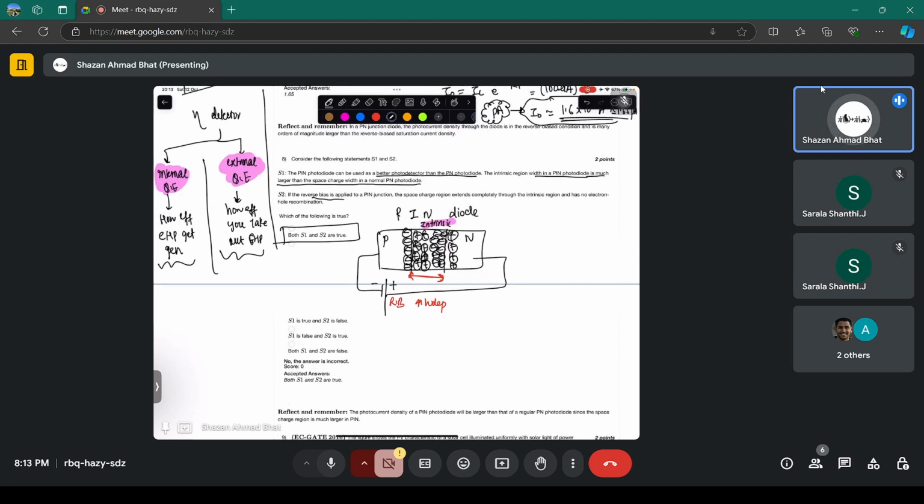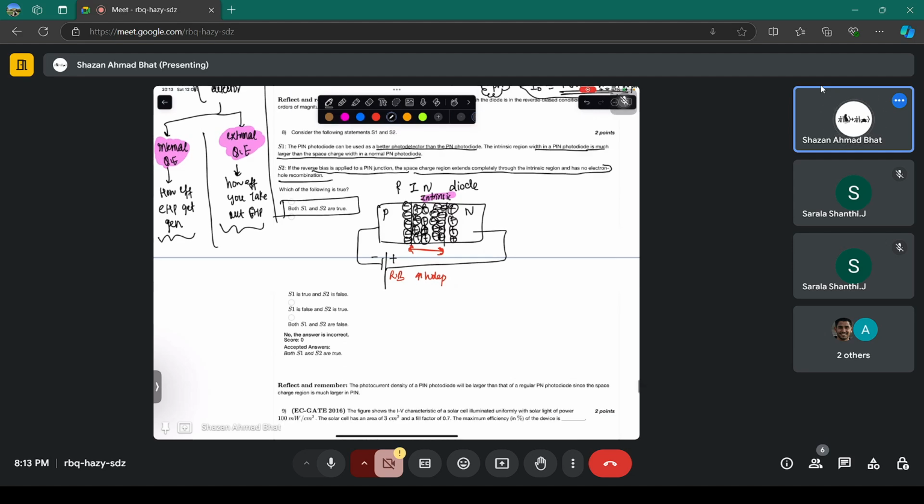That means if the reverse bias is applied, the space charge region extends completely through the intrinsic region and has no electron hole pair recombination. So that's what is meant: it will prevent electron hole pair recombination. Let me show it like this. If this is P, this is N, this is intrinsic, you'll have positive on this side, negative on this side, and this will give rise to positive and this to negative. Yes, this is the intrinsic region.